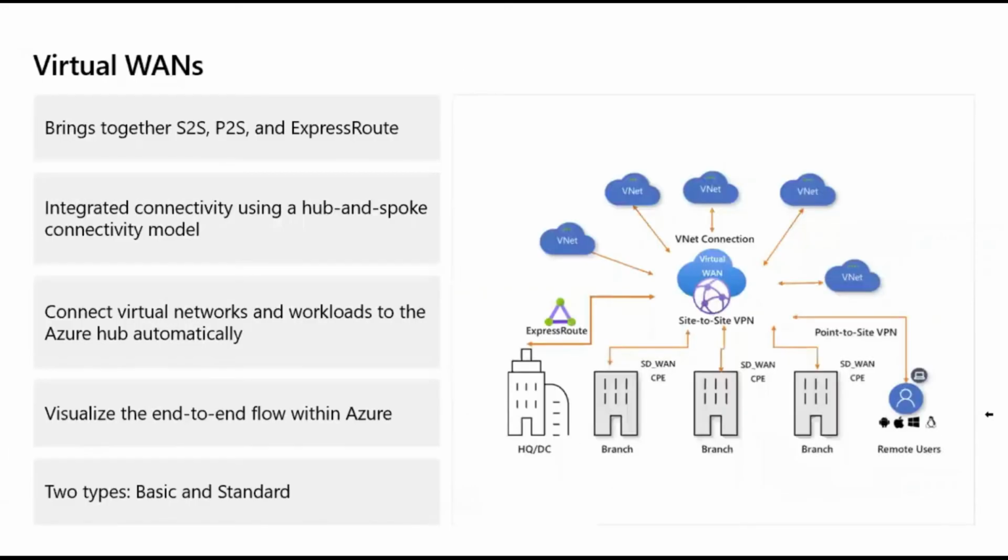Now, virtual wide area network. Bring together site to site, point to site, and ExpressRoute integrated connectivity using a hub and spoke connections model. Connect virtual networks and workloads to the Azure hub automatically. So visualize the end-to-end flow with Azure, two types, basic and standard. As you can see, you have headquarters, branch 1, branch 2, branch 3. Some people are working from home. So everybody can connect with this virtual WAN.